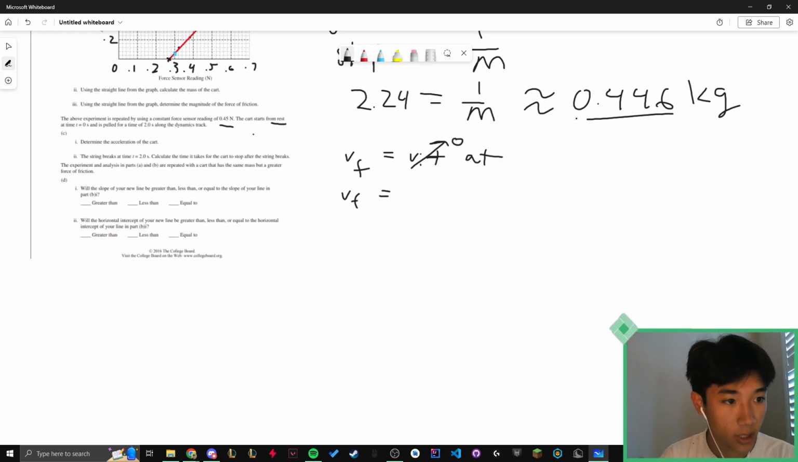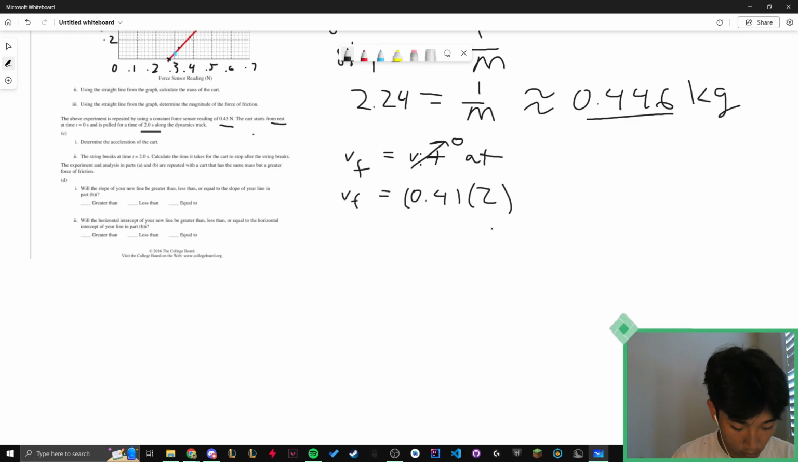so this goes to 0, and we have the acceleration that we just solved for, which is 0.4, so that would be 0.4 times 2 seconds, which is just 0.8 meters per second.